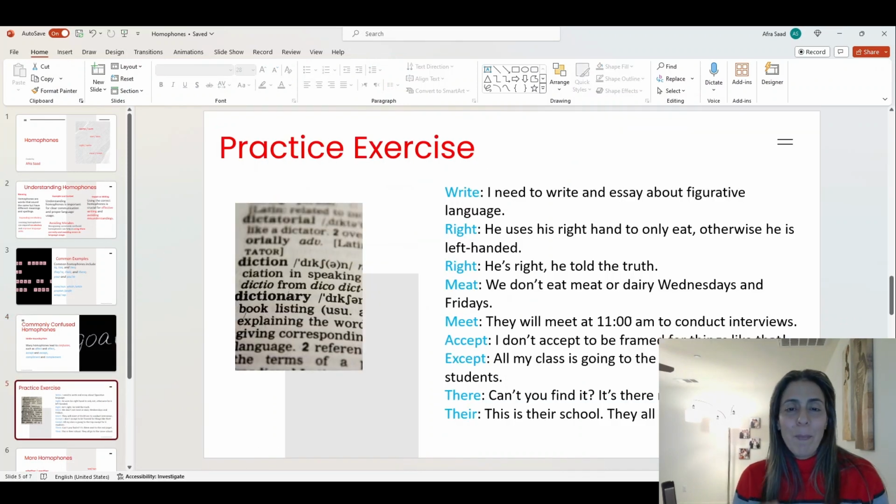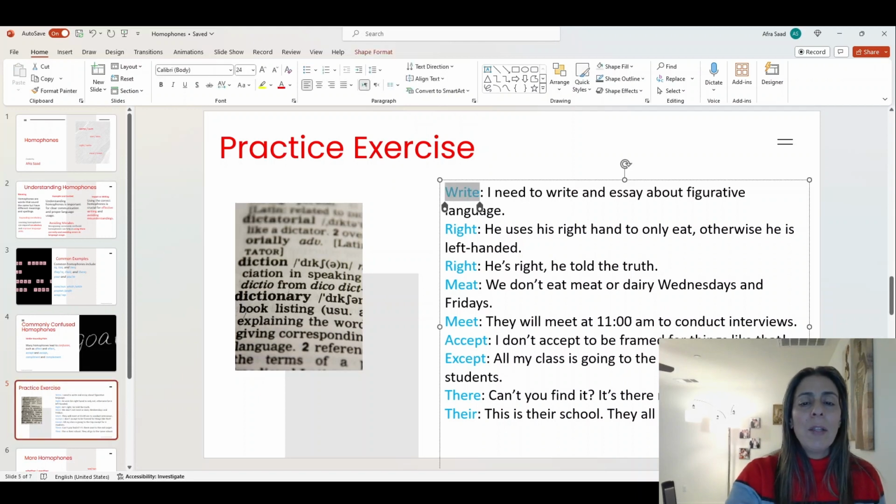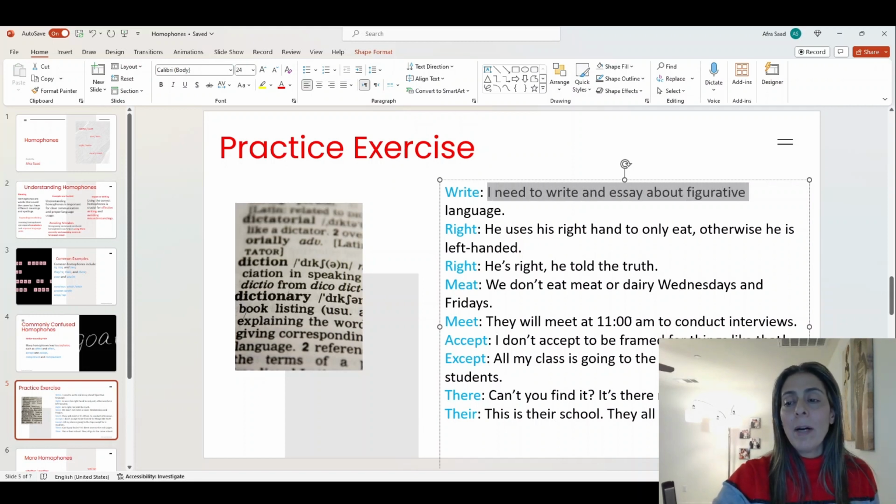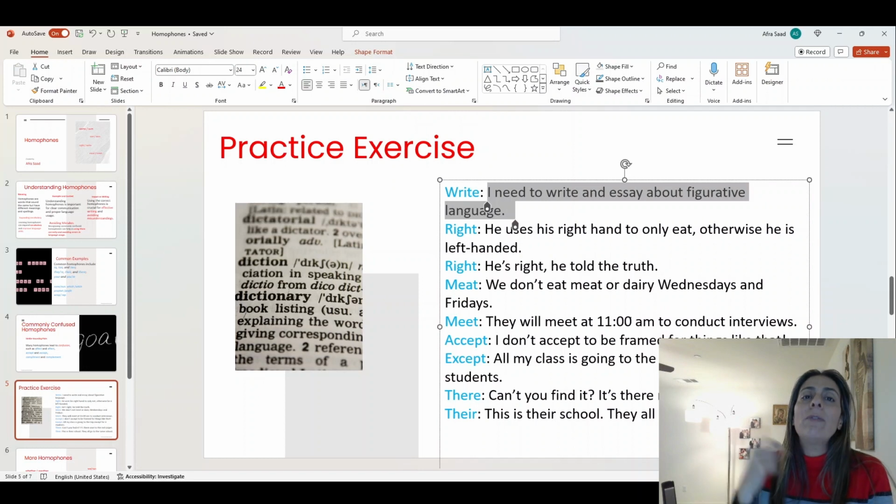Now we are going to do some actual sentences here to understand how we use homophones in context. Now, the word right and the word right here. This right has two meanings. So let's do this right, and the example here: I need to write an essay about figurative language. So this is basically the action of writing.